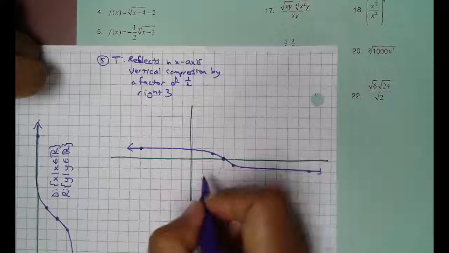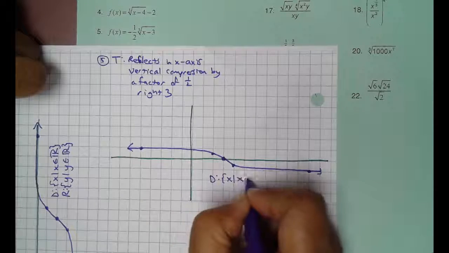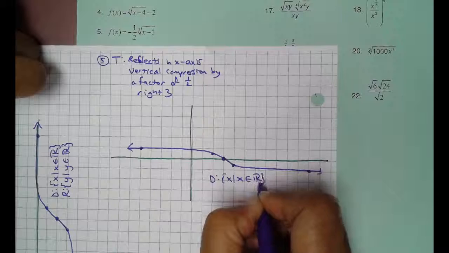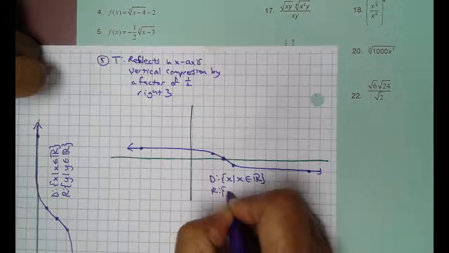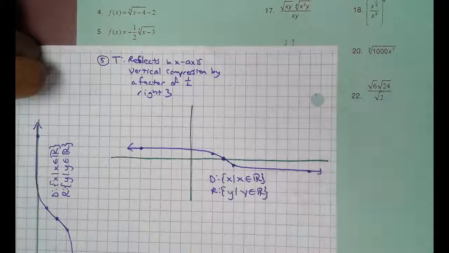If you want to talk about your domain, the domain is again all real numbers. It goes left and right. And your range again is all real numbers. Y such that Y is an element of all real numbers. Goes up and down.